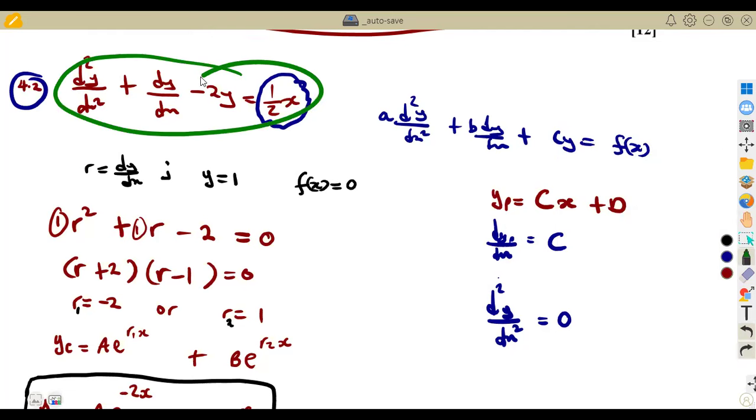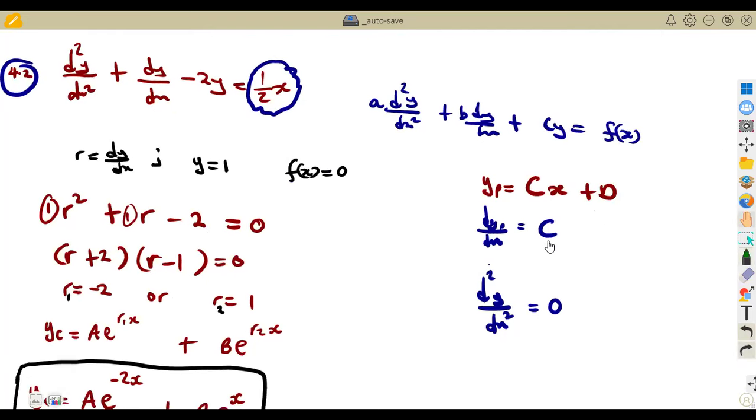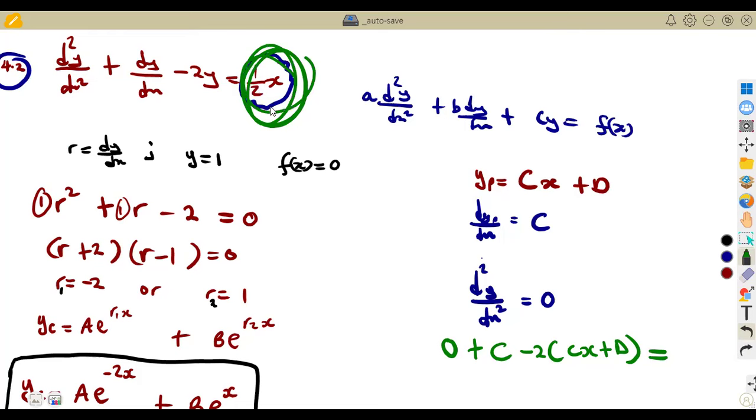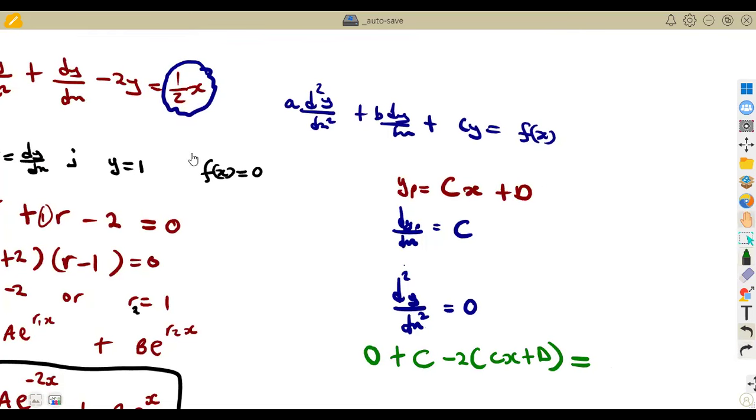You substitute back into the original equation. What are we having there? Our second derivative here is a zero. So zero plus the first derivative, dy/dx. Our dy/dx here is represented by C. So that's plus C. Minus 2y, so this is minus 2 times y, which is represented by Cx plus D. This must give us exactly what we have on the right-hand side, which is the linear given as a half x.